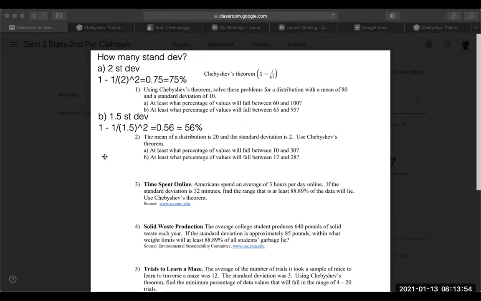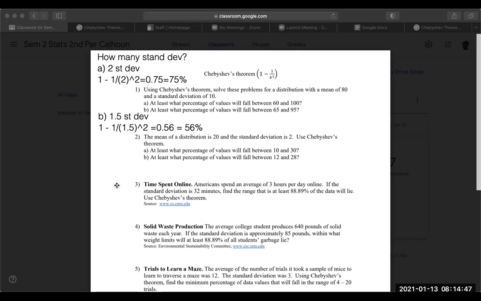Any questions about that first one? Just to let you know, the more standard deviations, the more of the data will fall within that range. All right, so that's question number 1.